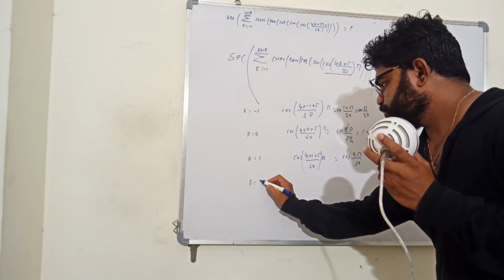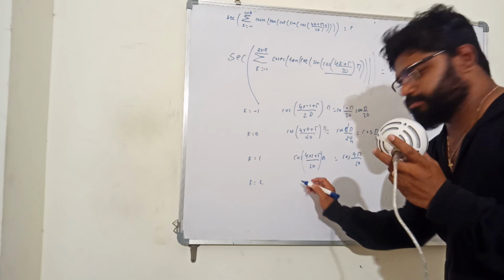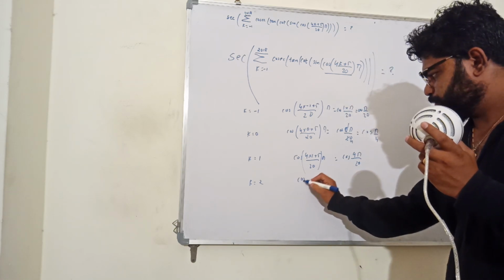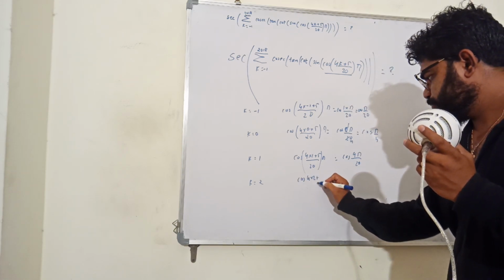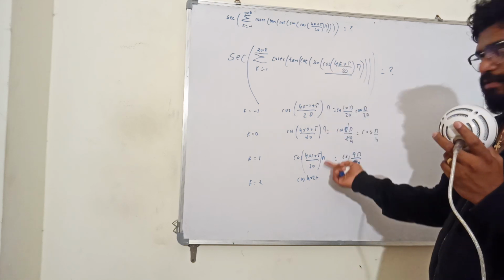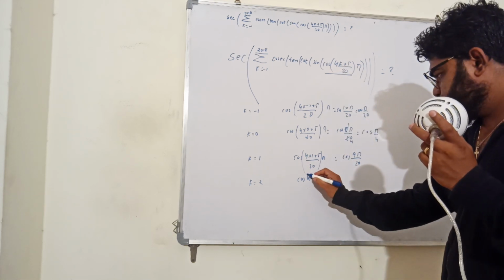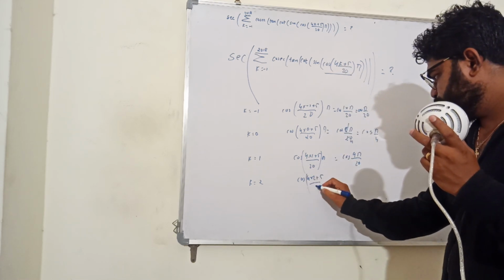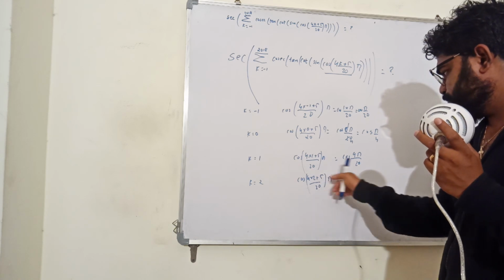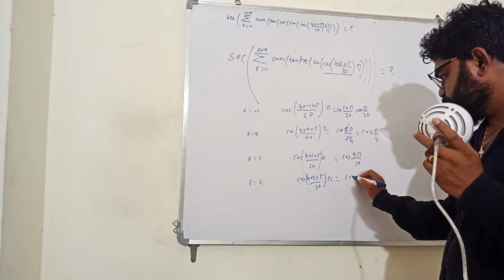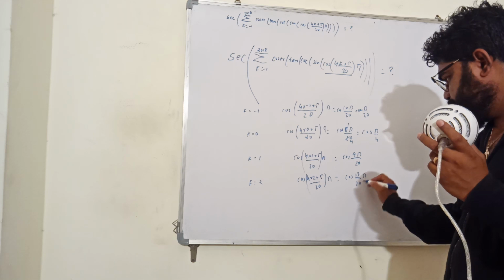K is equal to 2, so it will be equal to cos of (4 into 2, because instead of k I am putting 2, plus 5) upon 20 into pi, which is equal to 8 plus 5, so cos of 13 pi upon 20.